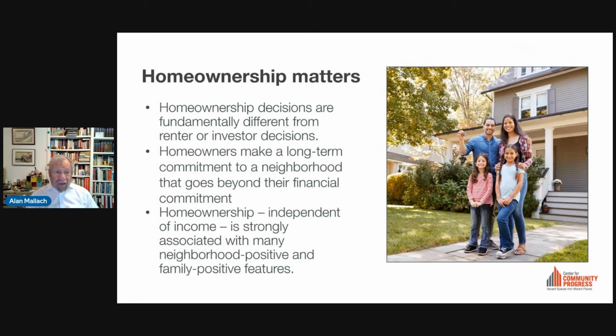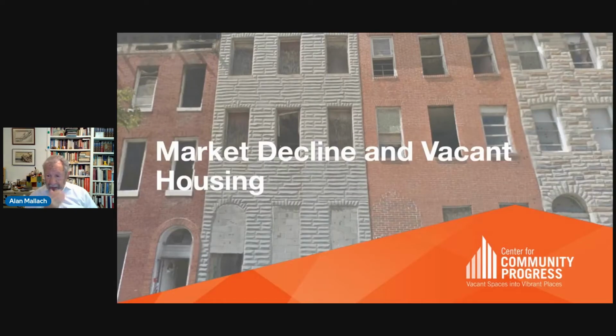So I am not saying you should not have rental housing, and I'm not saying that all investors are bad people, which is not true. But I am saying that a healthy volume of home ownership is a good thing for a neighborhood. And if you're looking at a neighborhood and you're seeing the home ownership rate dropping significantly, that is a red flag that you should be concerned about. So continuing on, next slide, please.